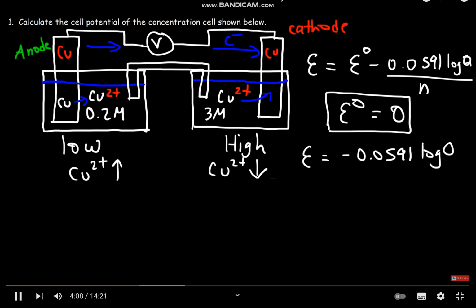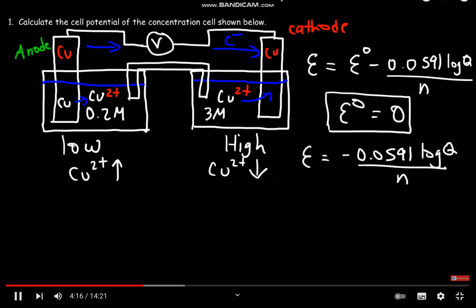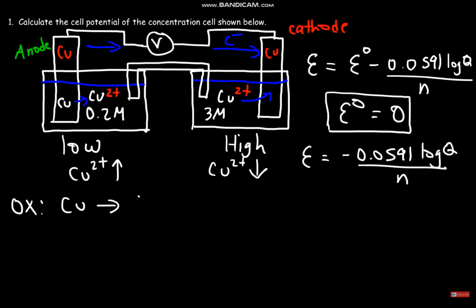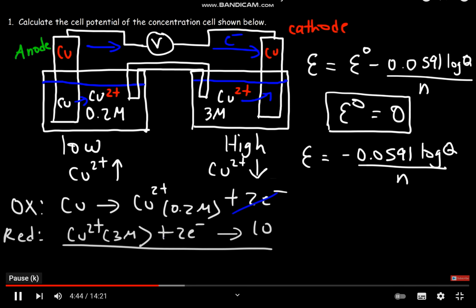Log Q over N. So how can we calculate Q? Well, at the anode, where oxidation occurs, copper metal is going to turn into copper 2+, and this has a concentration of 0.2 M, and that's going to release 2 electrons. And at the cathode, where reduction occurs, the copper 2+ ion at a concentration of 3 M will acquire 2 electrons and turn into copper metal. So the overall reaction for this process.